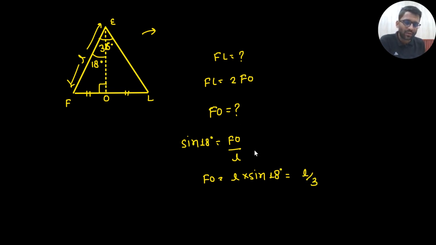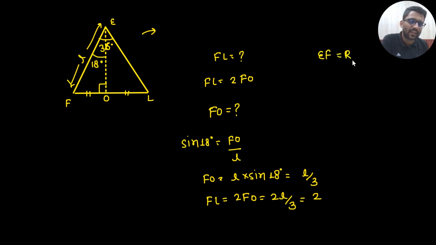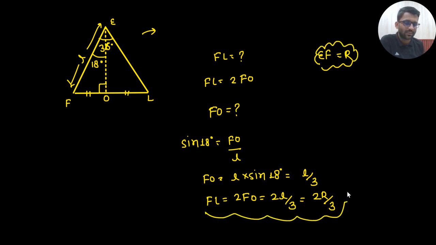So what will be your FL? FL is 2FO. That means it will be 2L by 3. Then if the resistance for EF was R, then for this one what will be the resistance? 2R by 3. Say yes or no. For EF the resistance was R, then for this the resistance is 2R by 3.